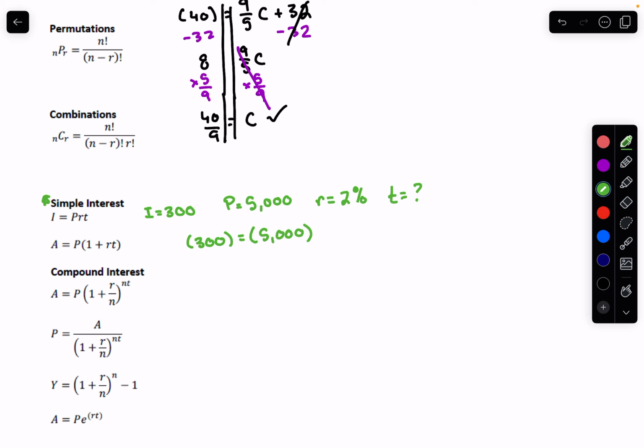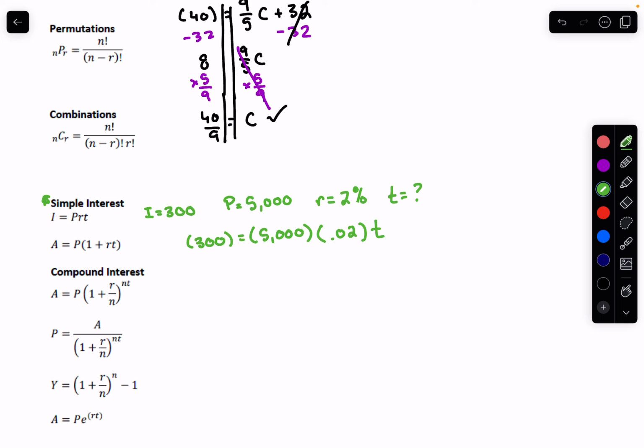Rate is 2%. The cool thing about the calculators in our class, they have a percent button. So you could put 2%. That is one option. The other option is to make it a decimal, and that's the one that you're a little bit more used to. I don't write 2%, I write 0.02. And then T is what I don't know.